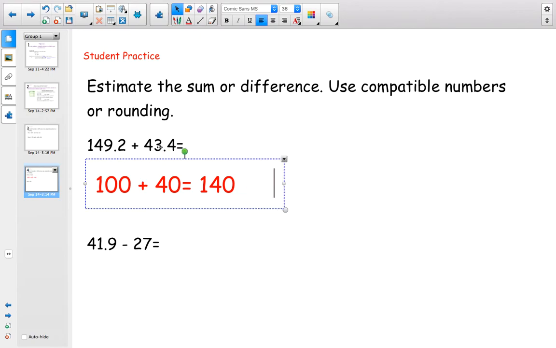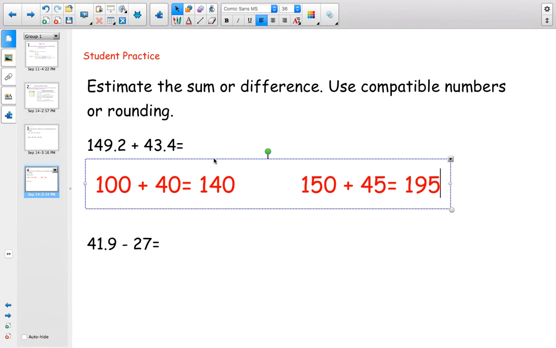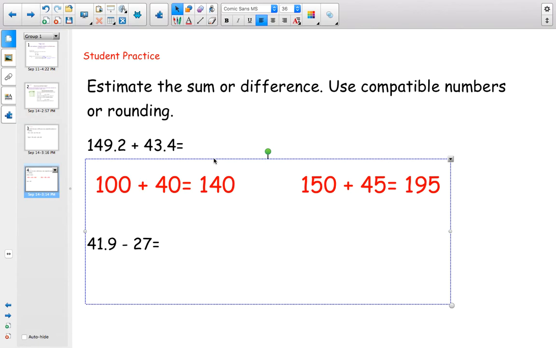All right, let's try using compatible numbers now. 149 and 2/10. Looking at this, I'm going to put 150 as my compatible number. Then I'm going to add 43 and 4/10. Looking at that, I'm going to say 45 is going to be a good compatible number. Now I'm going to add those 2 together, and I'm going to get 195. Again, we all might have gotten something different, and that's okay.